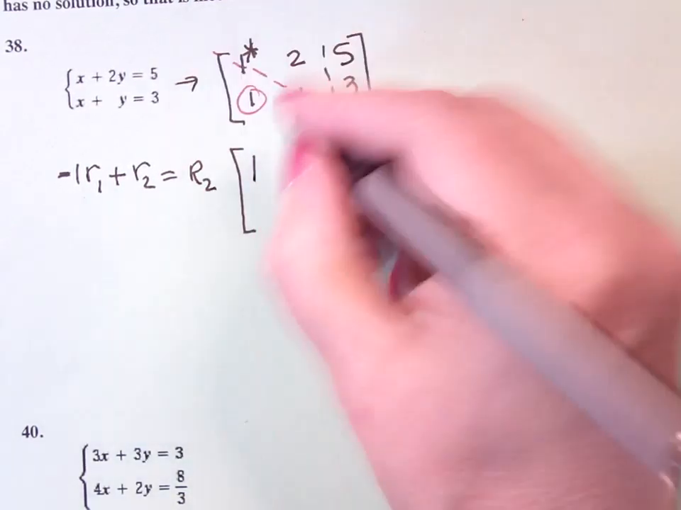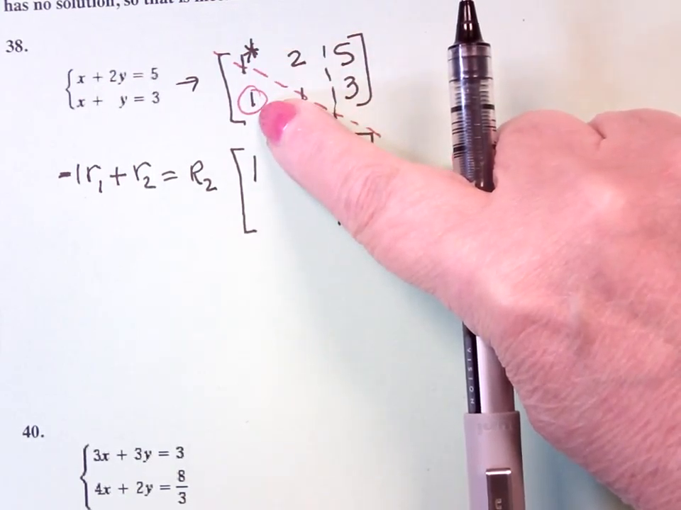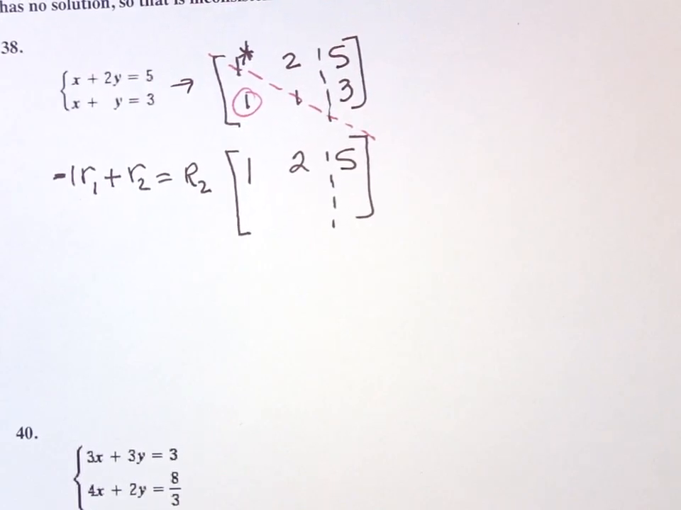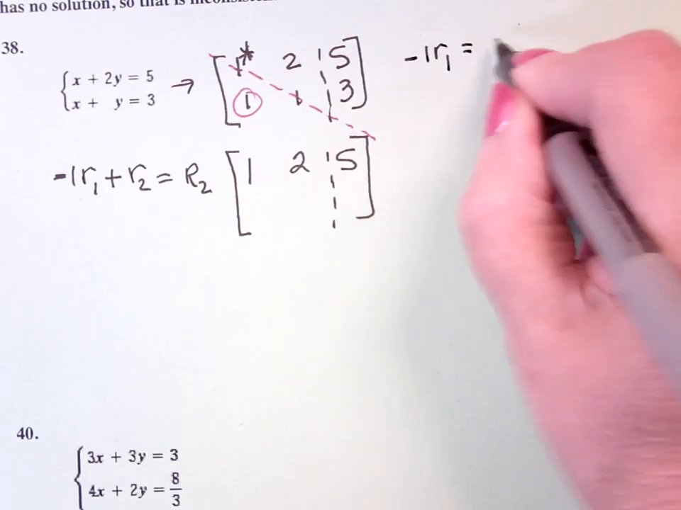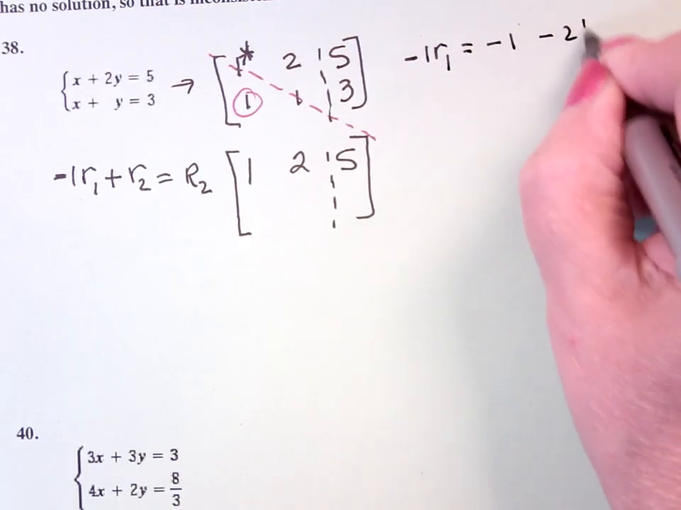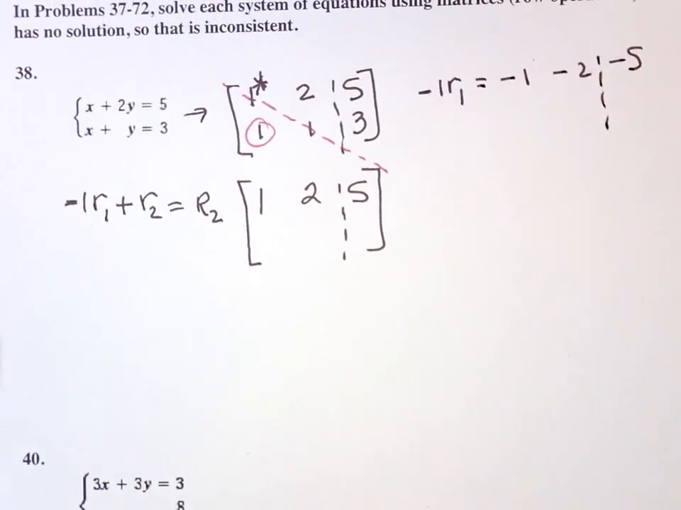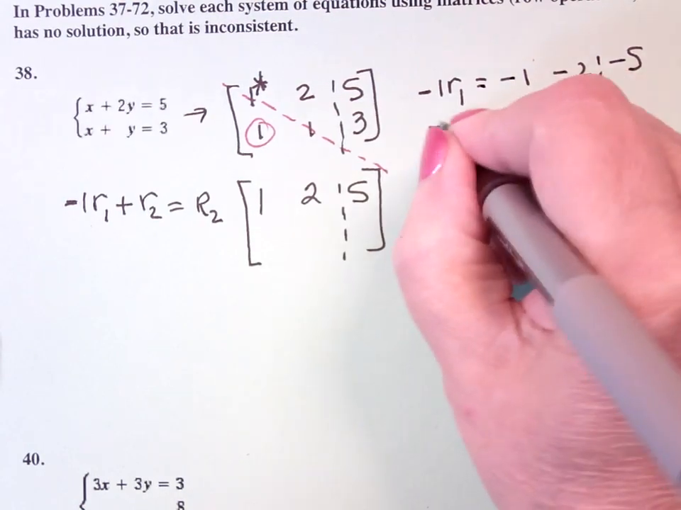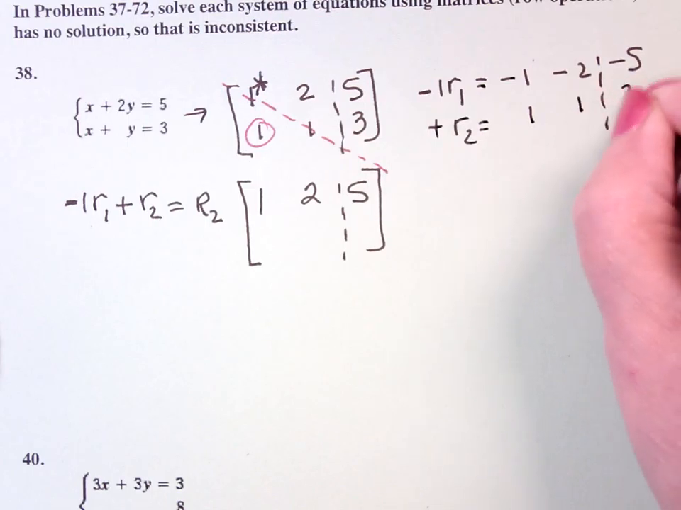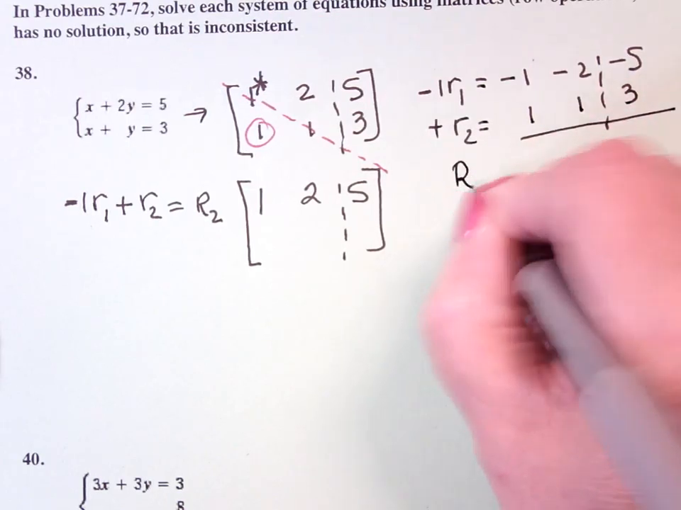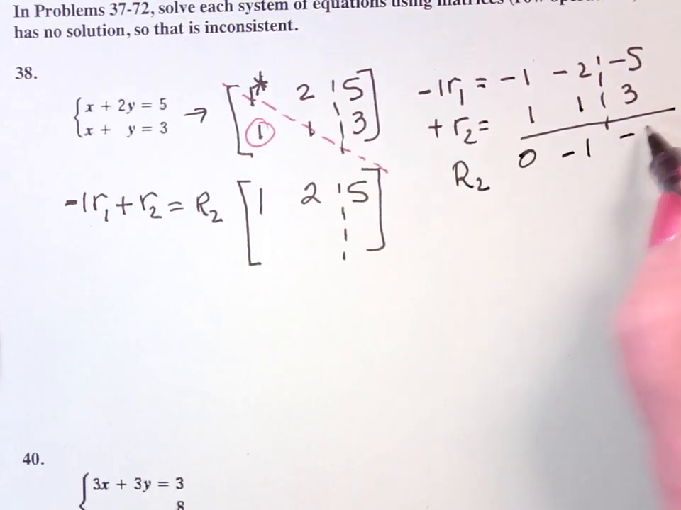I need a 0 in this position, and by multiplying by -1 and adding, I'll get a 0. So -1 times row 1 is going to be -1, -2, -5. Added to row 2, which is 1, 1, 3, gives me a new row 2 in my matrix, which is 0, -1, -2.